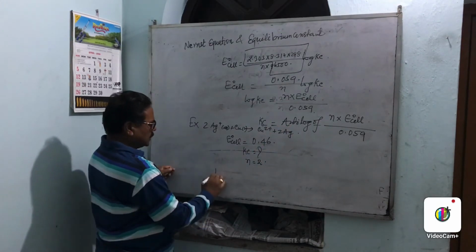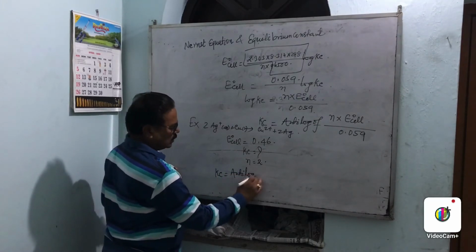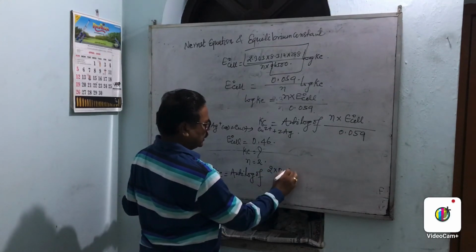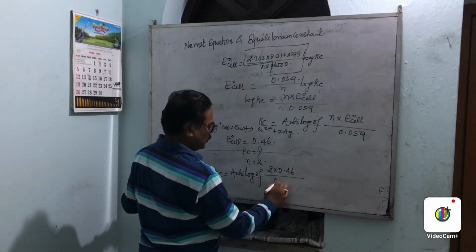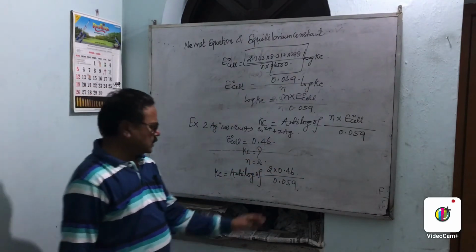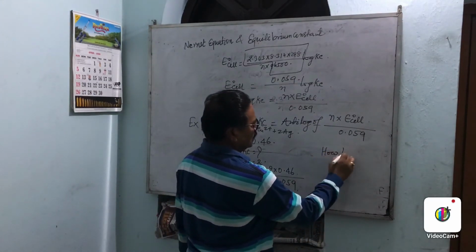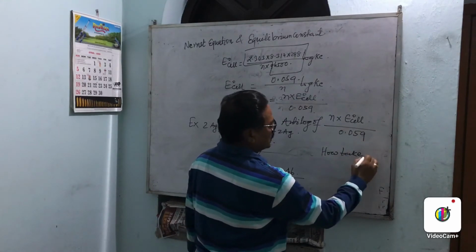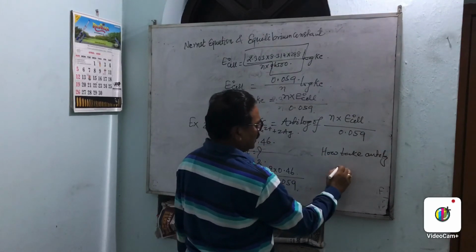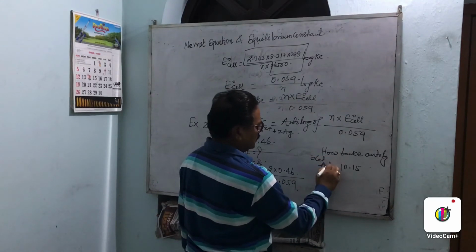Now write the equation directly. That is the anti-log of 2 into 0.46 divided by 0.059. On solving it will come to some value, so it can be solved. Suppose how we will take the anti-log. Suppose it comes to be 10.15. This is the anti-log of this figure.